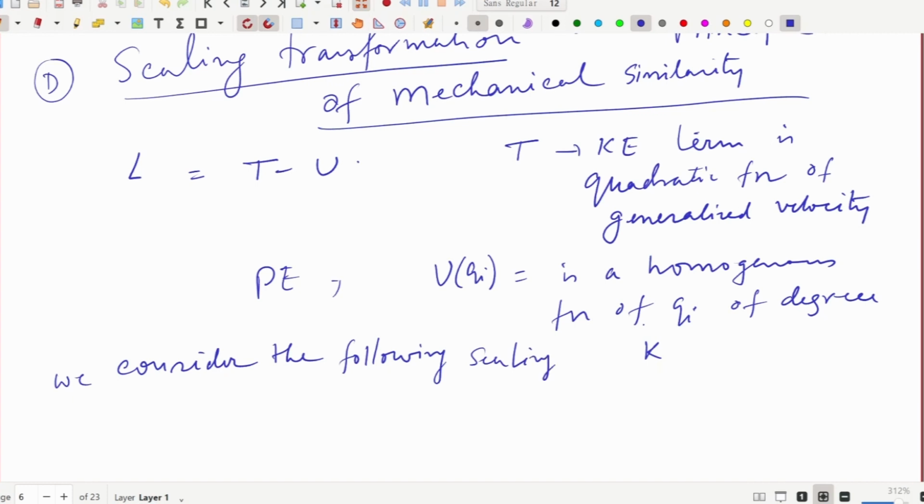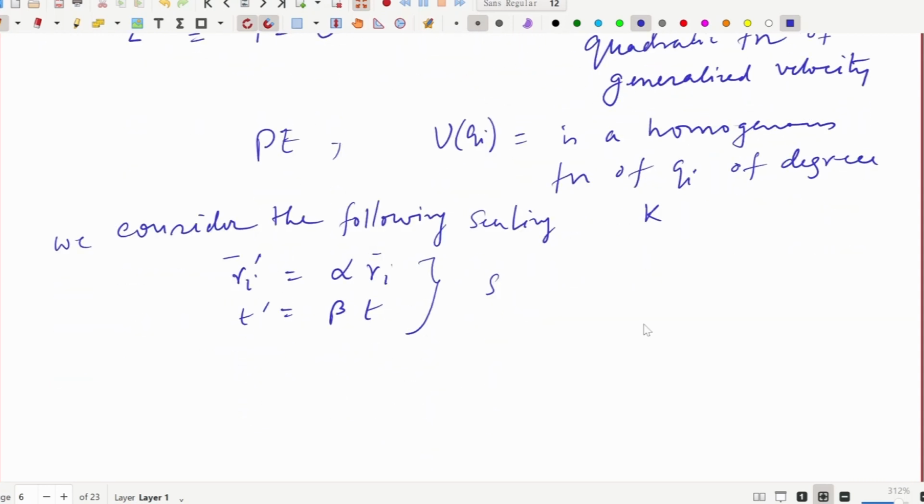We scale all the coordinates r_i prime to some number alpha times r_i. So, all coordinates will scale in this way, and the time we scale with another number: t prime equal to beta t. Alpha is the scaling of the coordinates, all coordinates are scaled by the same amount, and time is scaled by a factor of beta. So, this is the scaling transformation.